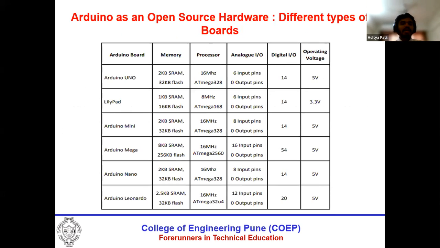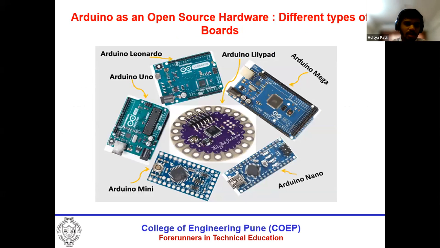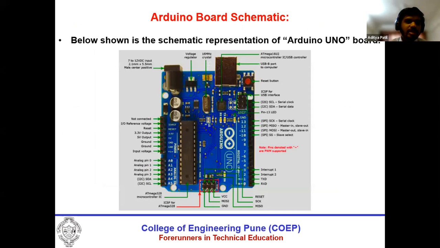So this table basically differentiates these on the basis of their memory, processor, operating voltage, etc. According to the need of the project, we can choose the suitable Arduino board. And these are the Arduino boards which I mentioned just before. This is the schematic representation of the pin diagram of the Arduino Uno board.